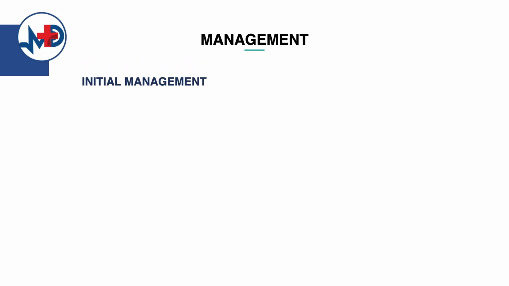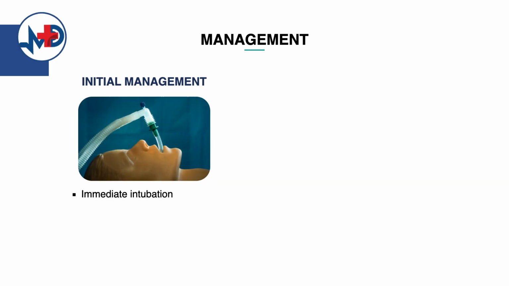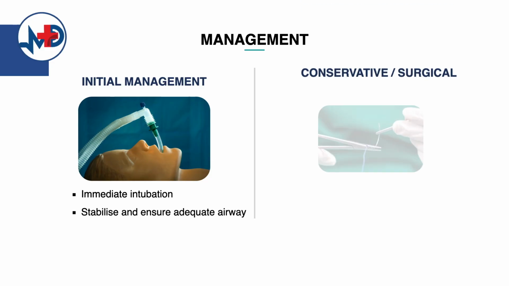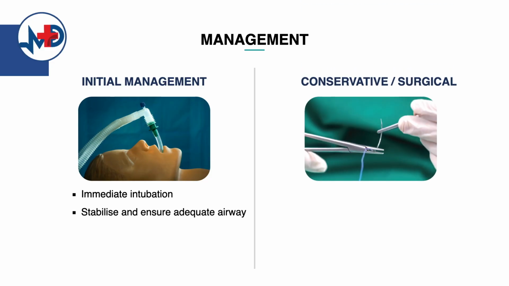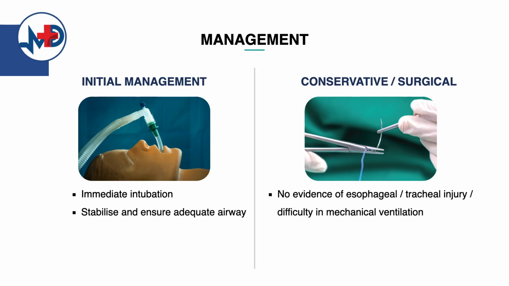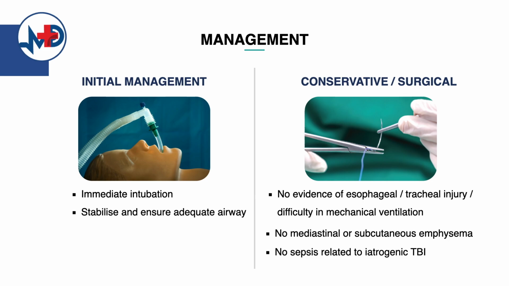Initial management of patients with distress or suspicion of tracheobronchial injuries must be started with immediate intubation, if possible under the guidance of flexible bronchoscopy. The priority here is to stabilize the patient and ensure adequate airway. Subsequent management may be conservative or surgical treatment depending on the injury. Conservative treatment may be considered for patients who are stable with no evidence of esophageal injury, open tracheal injury, difficulty with mechanical ventilation if intubation is needed, no development of mediastinal or subcutaneous emphysema, or signs of sepsis-related iatrogenic tracheobronchial injury.